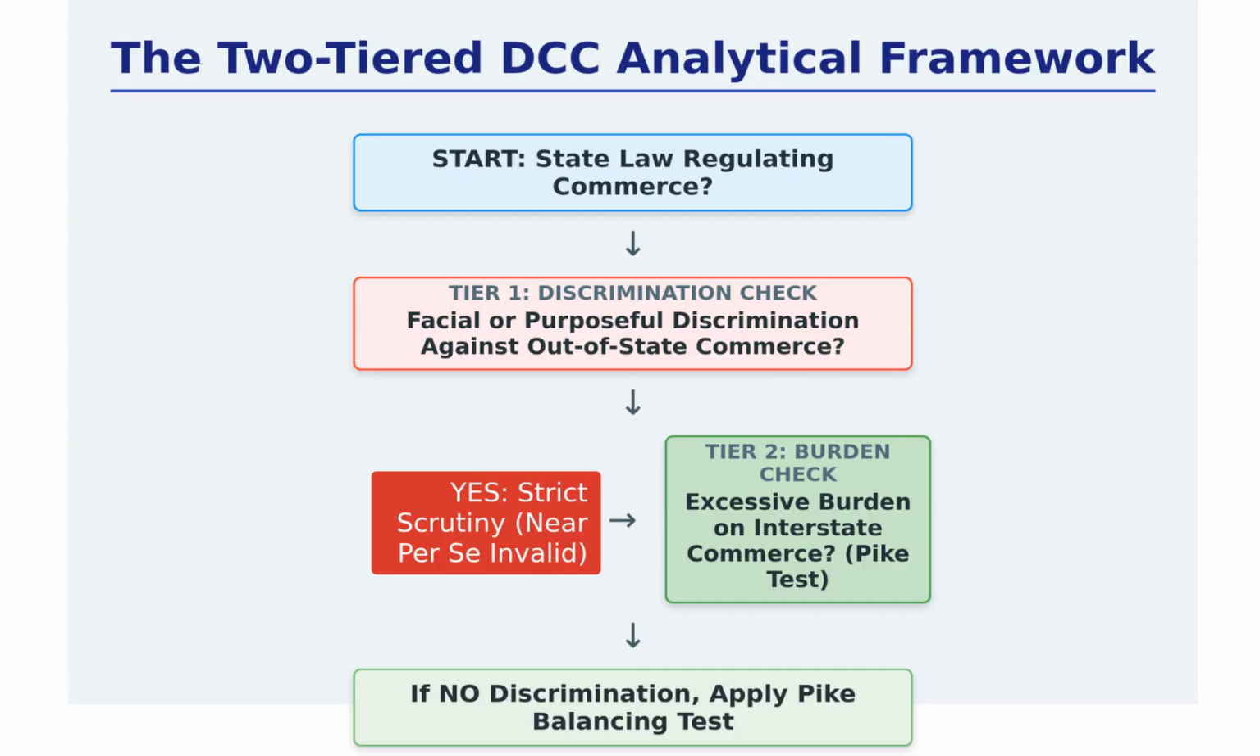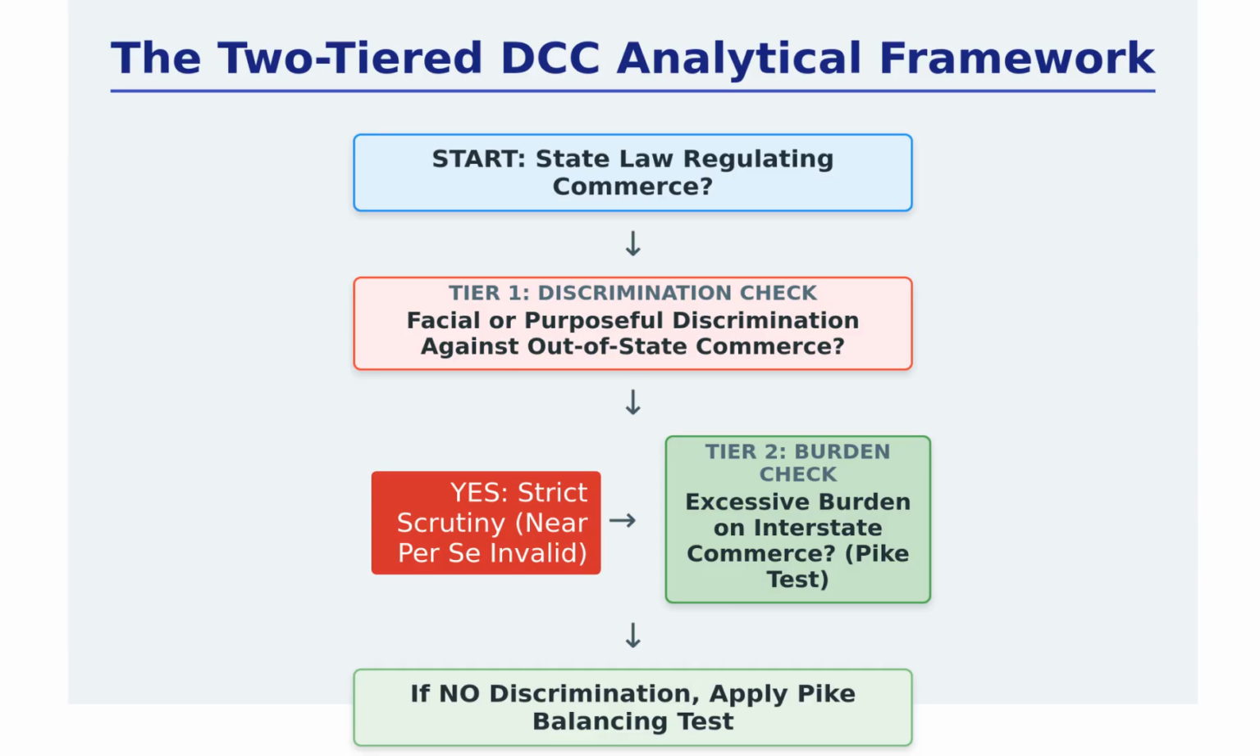That shield against protectionism is not applied randomly. Courts utilize a highly structured, two-tiered analytical framework to determine if a state law violates the Dormant Commerce Clause. This framework is crucial for navigating the complexities of modern commerce regulation. Tier 1 asks the fundamental question: is the state law discriminatory? Discrimination is assessed either on its face, meaning the text explicitly treats out-of-state commerce differently, or in its purpose, meaning the law was enacted specifically to benefit in-state economic interests.